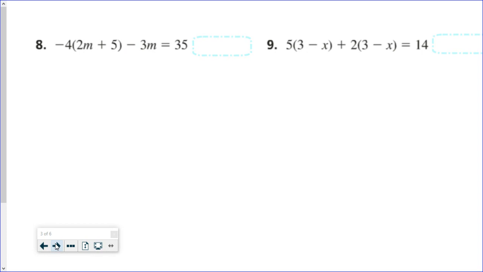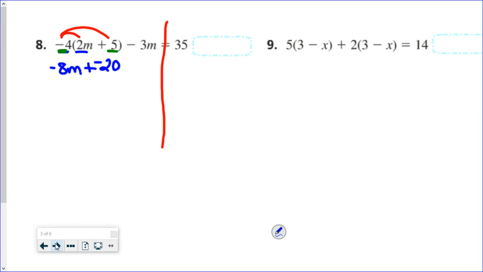Okay, couple more problems. Again, if you want to try these on your own, try them. Pause the video, and I'm going to keep going. I'm going to draw in this, and I'm going to draw in my distribution lines, okay? And now give it a try. Pause it. I'm going. Negative 4 times 2m is negative 8m. Bring down the plus, okay? Now, if I say negative 4 times 5, that is, in fact, negative 20. I'm bringing down the rest, just copying it, okay?